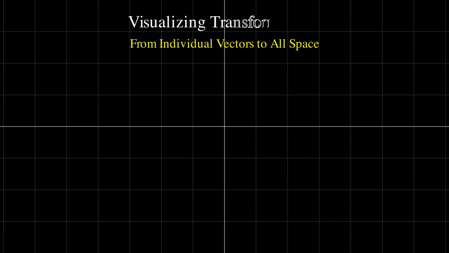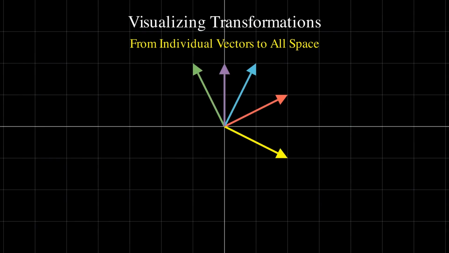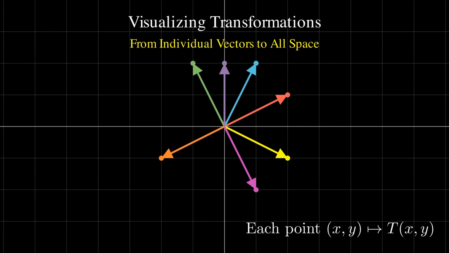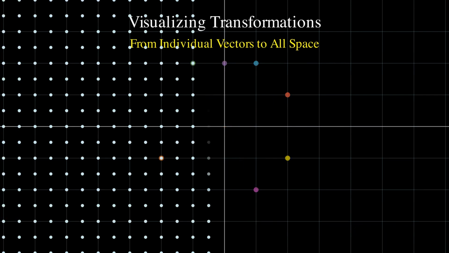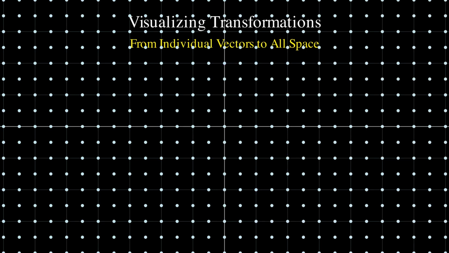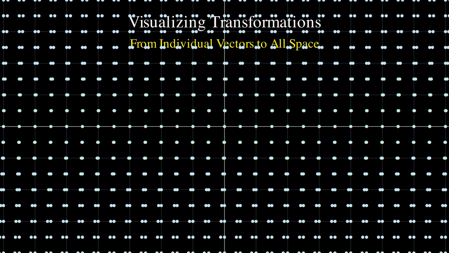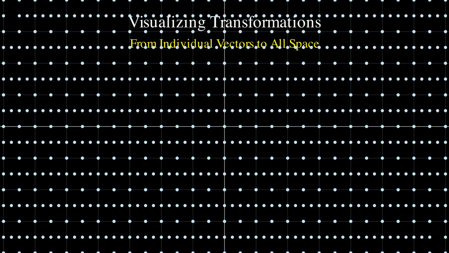So how should we think about transformations, not just for one vector, but for all vectors? Here's a powerful idea. Instead of focusing on the arrows, let's just look at where their tips land. Each tip is a point. That way, imagining a transformation becomes imagining every point in space moving to another point. And for transformations in 2 dimensions, a great trick is to visualize how an infinite grid of points moves.